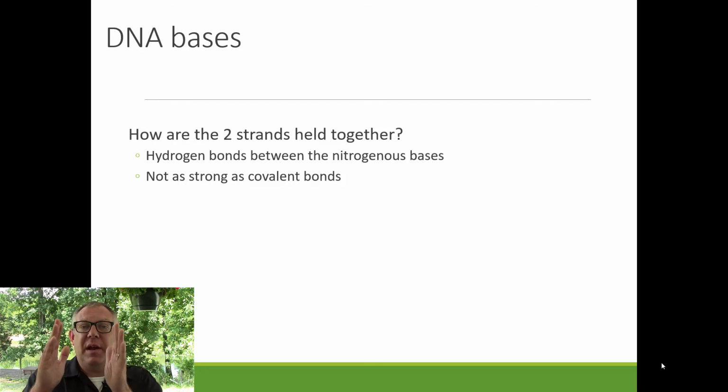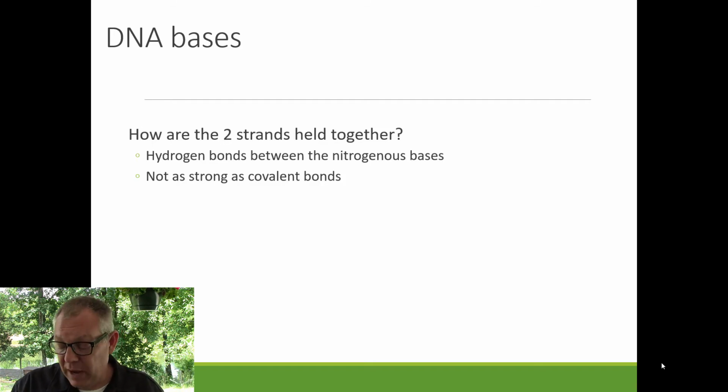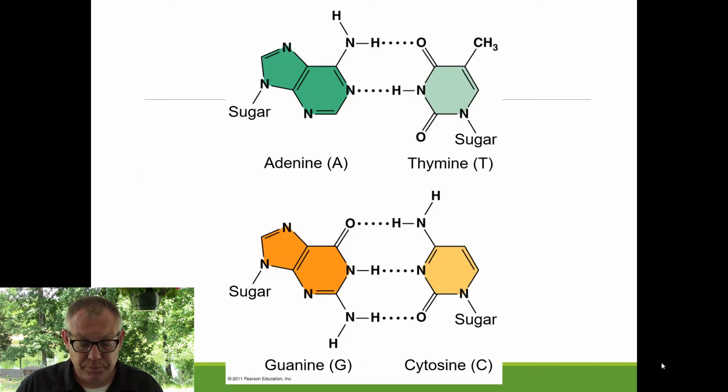And so now when those 2 strands come together, how are they held together? They're held together by hydrogen bonds between those nitrogenous bases. And you recall, hydrogen bonds are the weakest kind of bonds out there, and hydrogen bonds are usually between different molecules, not within a molecule. They're not nearly as strong as a covalent bond. But if you have a lot of them, they can be strong. But they're not as strong as covalent bonds.